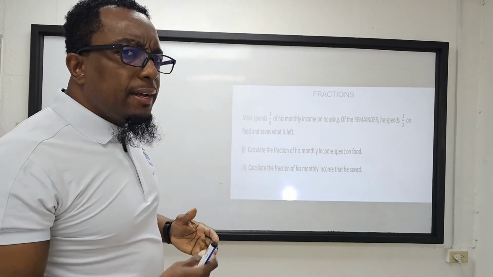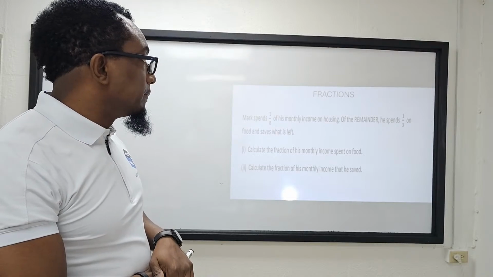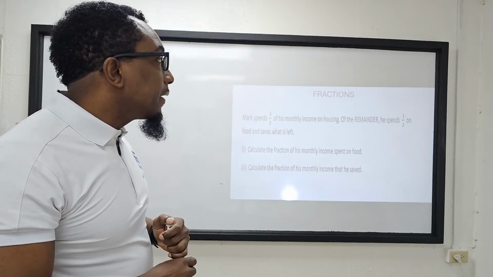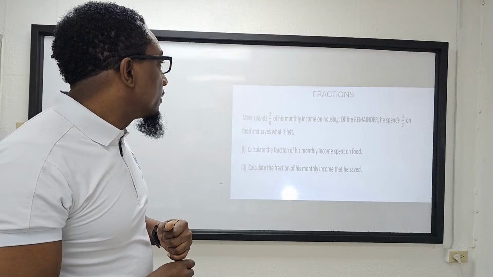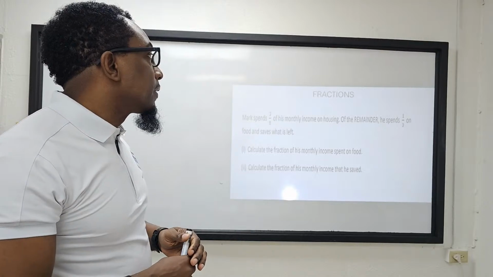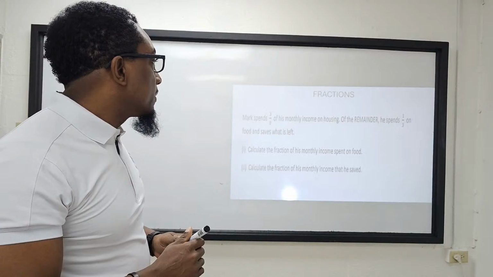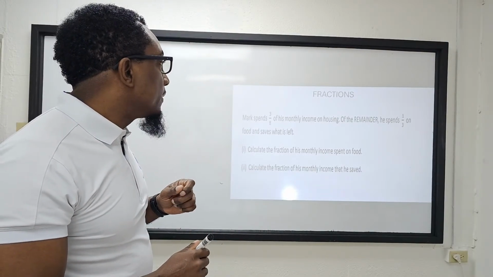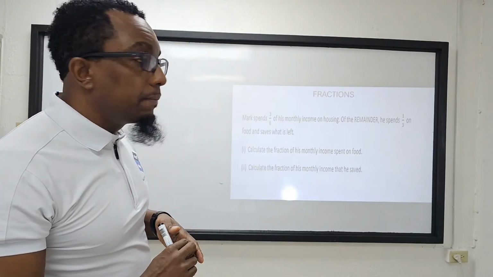So, Mark spends 3/8 of his monthly income on housing. So 3/8 of his income goes towards housing. Of the remainder, he spends 1/3 on food and saves what is left. Calculate the fraction of his monthly income spent on food. So we want to determine what is the fraction of his monthly income spent on food.